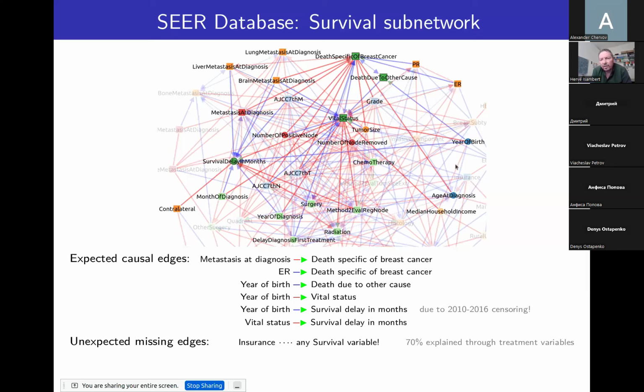And none is connected to insurance, although when we look at the correlations between these features, they are really biased. So having a good insurance really improves your chance of survival. But obviously, it is not the insurance itself that improves your survival, but the fact that you can get a good treatment if you have good insurance and can afford this treatment. And this we can actually recover from this indirect contribution analysis.